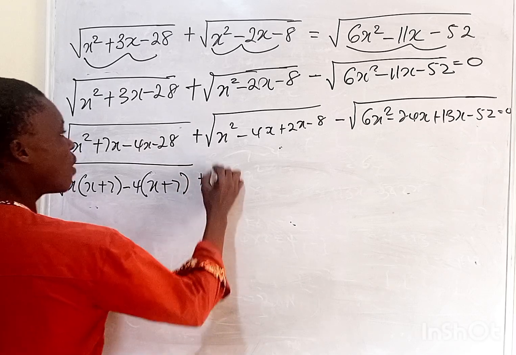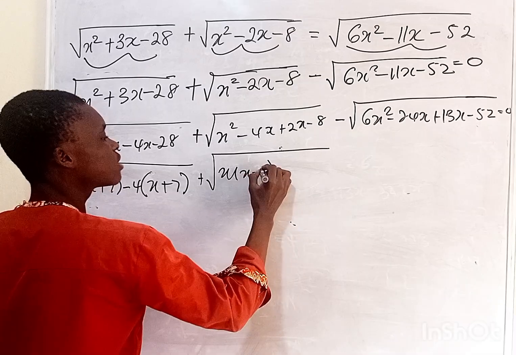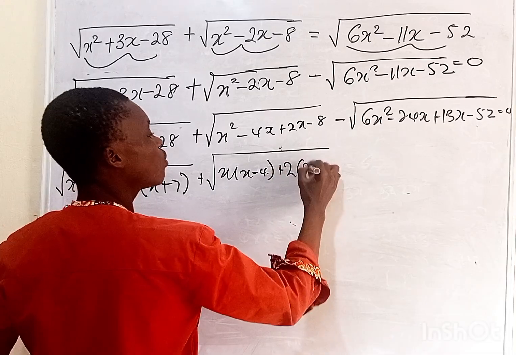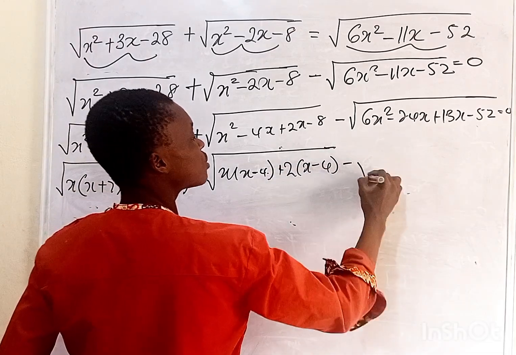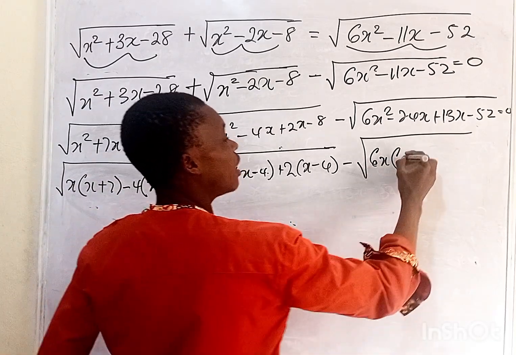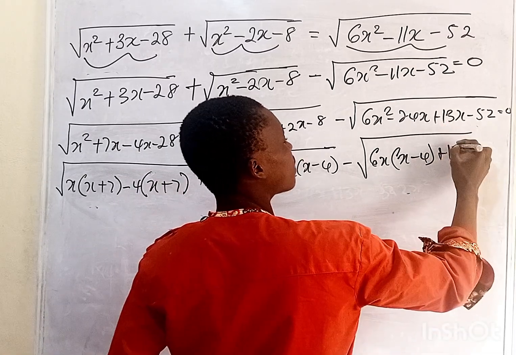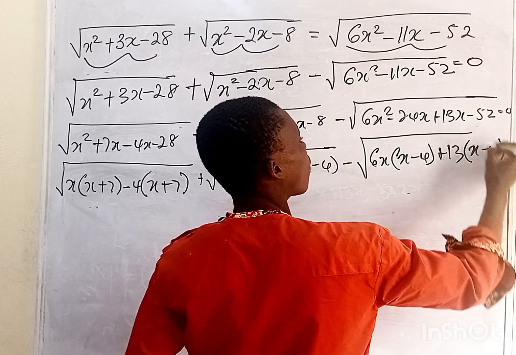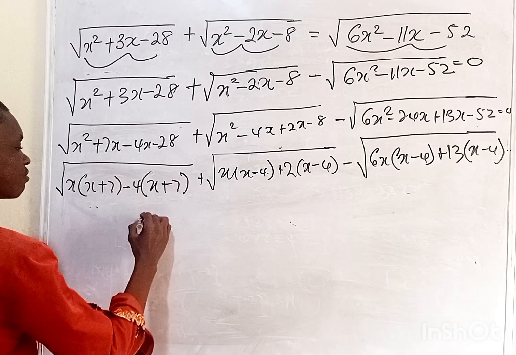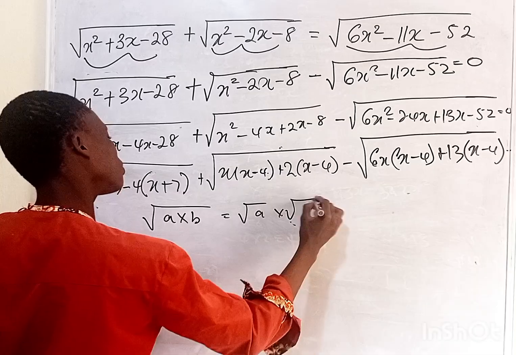All right, plus the square root. If we work on this, we have x into x minus 4. Then from here, if we factorize this, we have plus 2 into x minus 4. Minus the square root. If you factorize it, we have 6x outside, then we have x minus 4 outside, plus 13, then x minus 4, and everything equals 0. So from here, we know this rule that if we have the square root of a times b, this equals the square root of a times the square root of b.